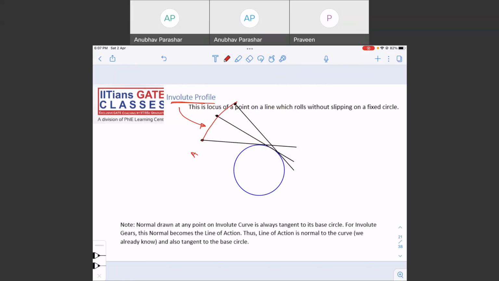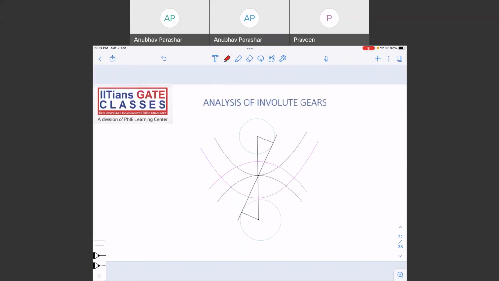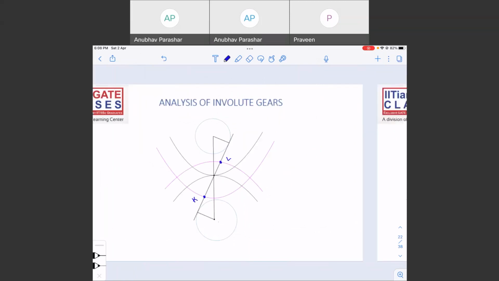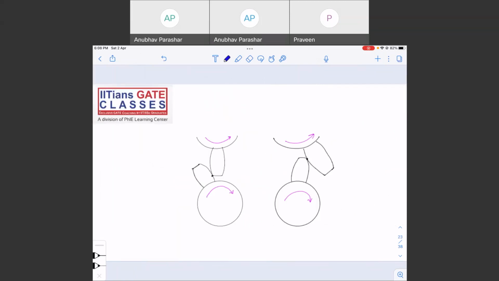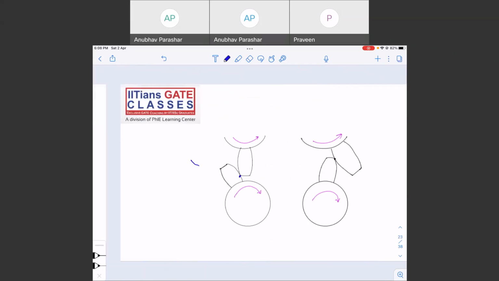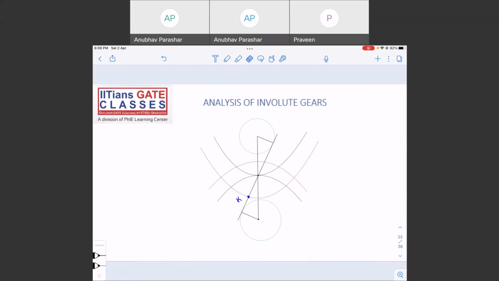Okay, let us start the analysis. We'll not be able to do a whole analysis. There are a lot of things. It takes almost 1.5 hours to do the analysis, but I'll try to show you something. So the engagement starts here and the engagement ends here. This is known as KL, let me say. Let me explain it here itself.